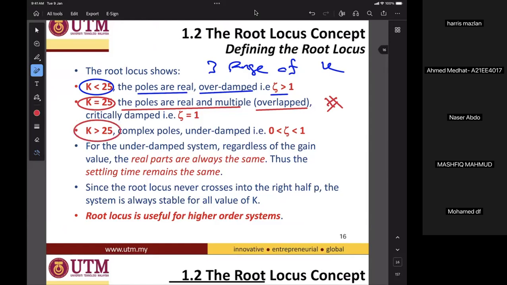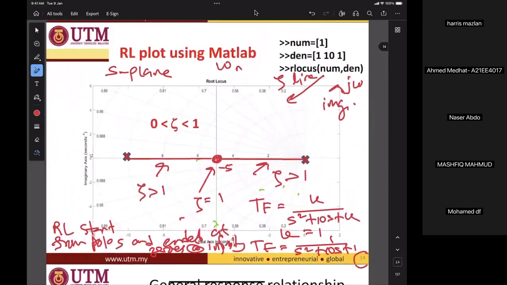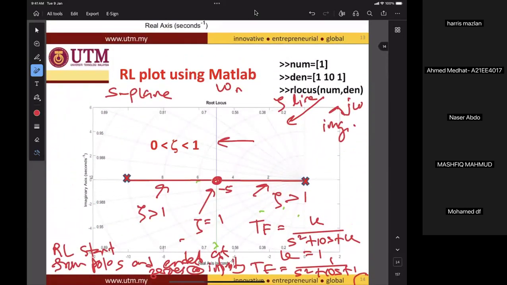Then the third one is k greater than 25, and it is underdamped, where zeta is between 0 and 1, which is on this part. Where you can see that zeta greater than 1 is k less than 25. Zeta equal to 1, k is equal to 25.